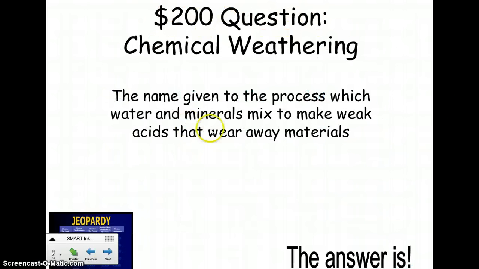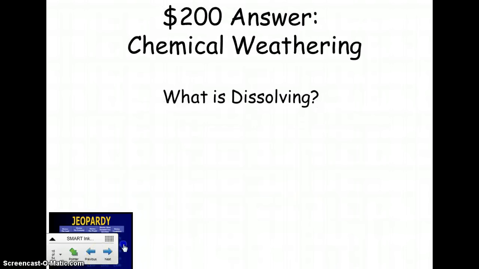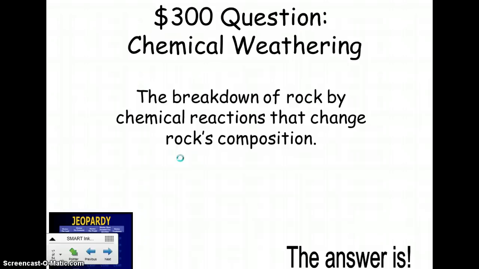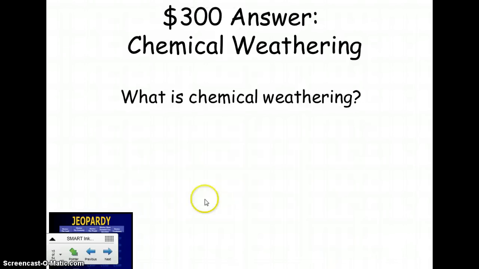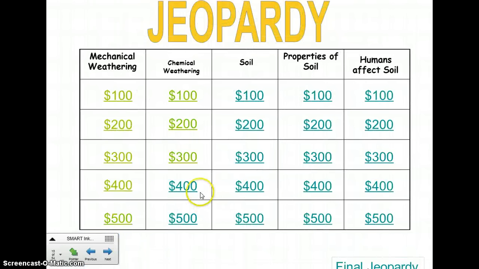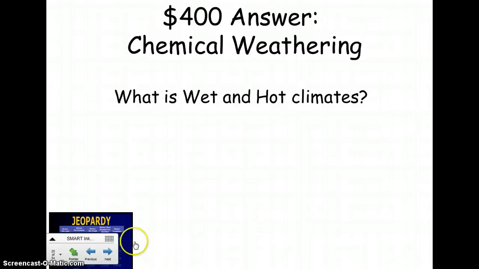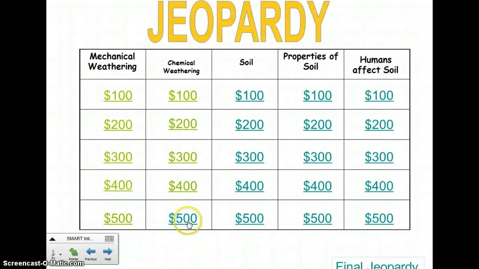Chemical weathering, name of the process in which water mixes with minerals to make weak acids. If you said dissolving, you'd be right. The breakdown of rock by chemical reactions that changes rock composition. If you said chemical weathering, yes. The type of climate: if you said wet and hot climates, that would be the right answer.